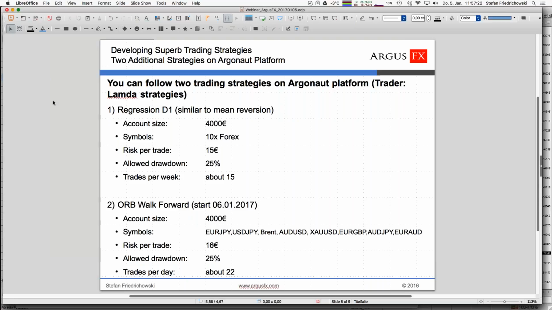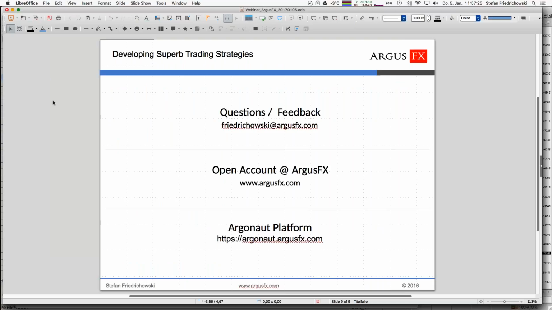Good. Wow, that's already 1 hour once again here on Thursday morning. I hope that you have got a good feeling about an additional strategy, this open range breakout strategy, because that is really something I can recommend for your own trading activities.